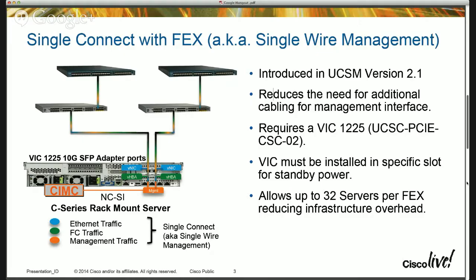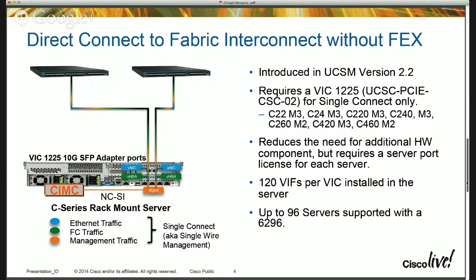So that's a great question. In version 2.2, we actually introduced something called Direct Connect. Direct Connect takes what we do in single wire management, which allows a management connection to go through the same connection that our uplink for data uses, and allows us to connect directly to the Fabric Interconnect.